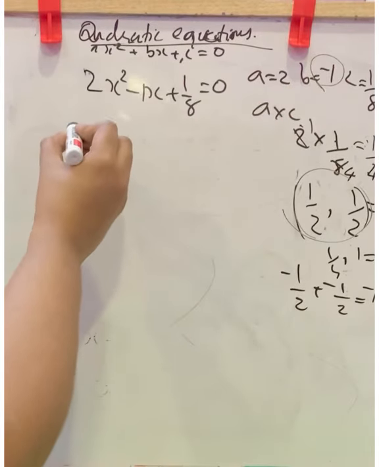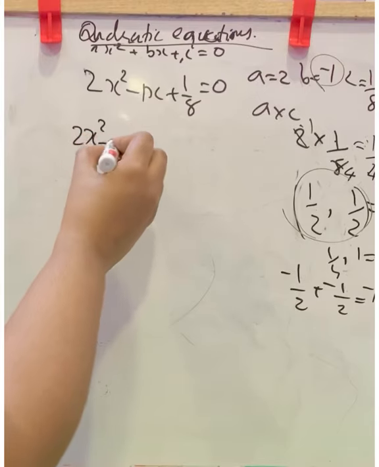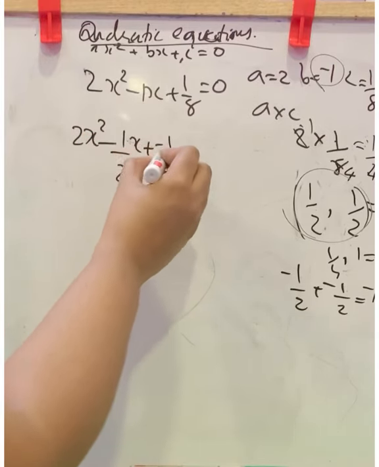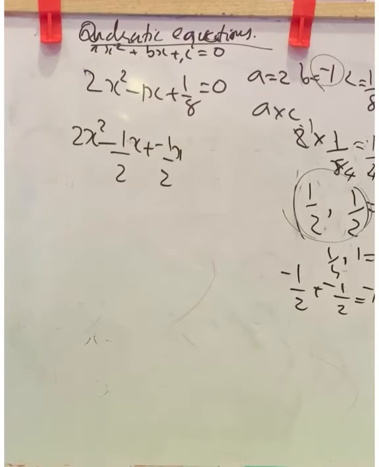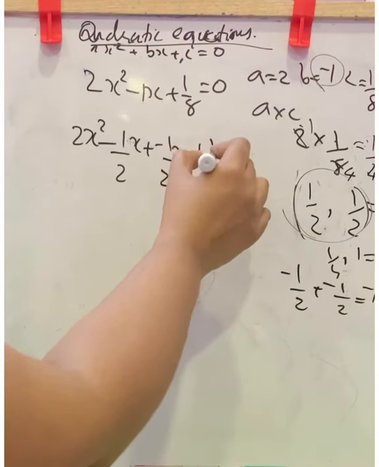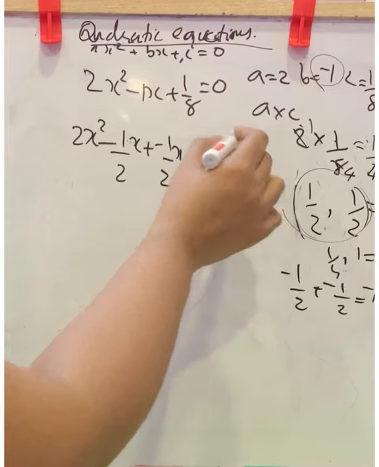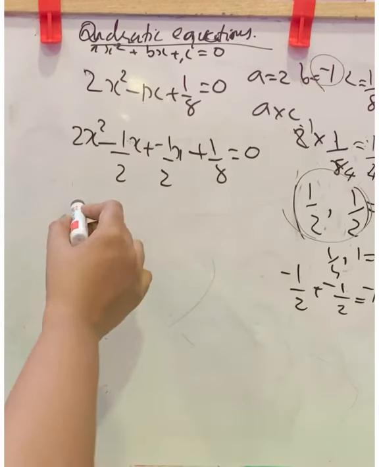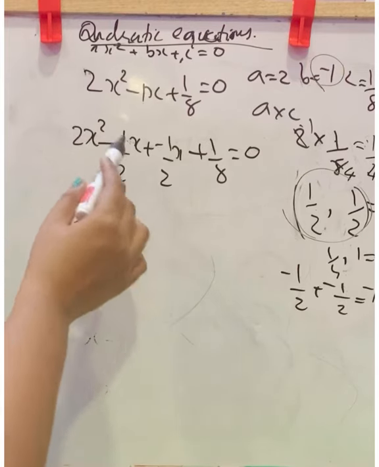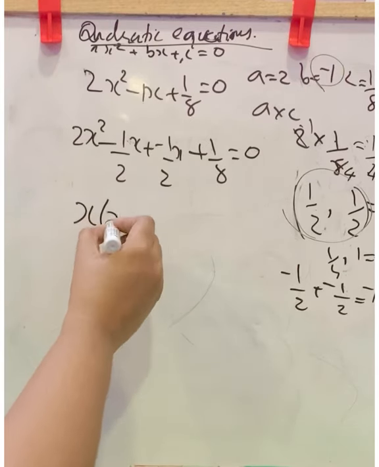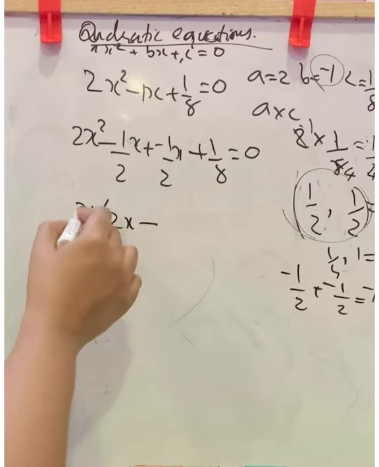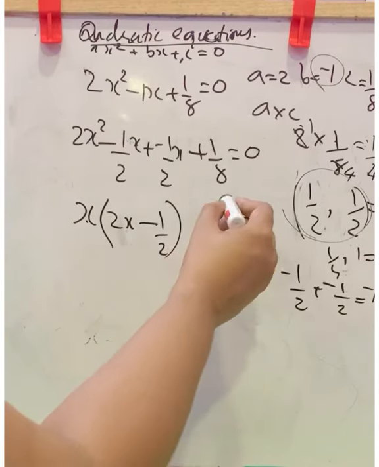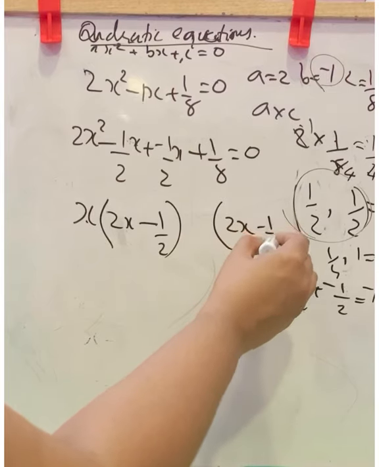So how will you split this? 2x square minus 1x is minus half x plus minus half x. That is minus 1x. Carry down plus 1 by 8 equal to 0. Now from these two terms, you have x as common factor. What is the rest? Here it will be 2x minus, x is already taken, half. 2x minus 1 by 2. Next you have to write the bracket 2x minus 1 by 2 here.